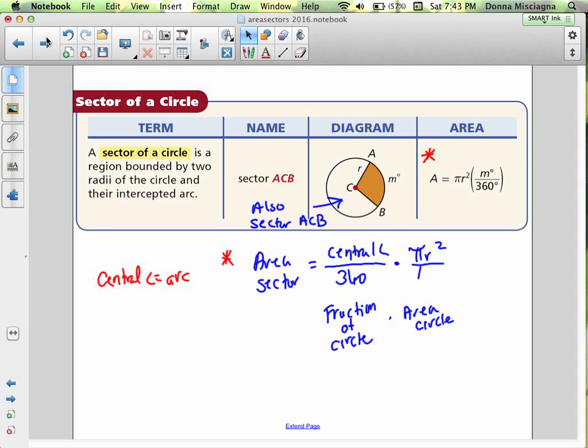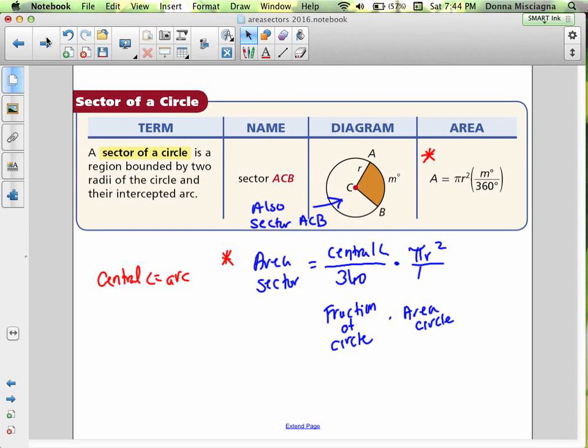Right, so a sector of a circle is a region bound by two radii of a circle and their intercepted arc. So we have two sectors there. So I will generally shade the sector because there's two sectors there that are called ACB. Right, so how do you know which ACB? The smaller one or the larger one? Right? So you might assume the smaller one if I don't tell you, and that one, you know the arc measure for that one, or the central angle measure for that one. But usually I'll shade them so you know which one.